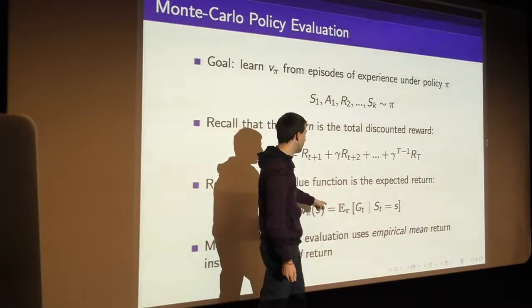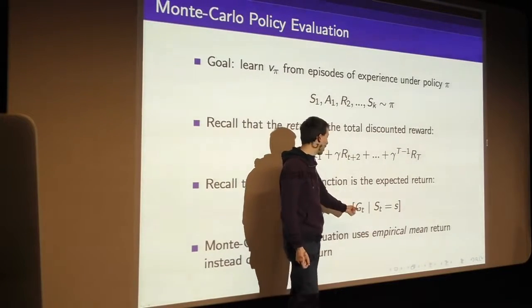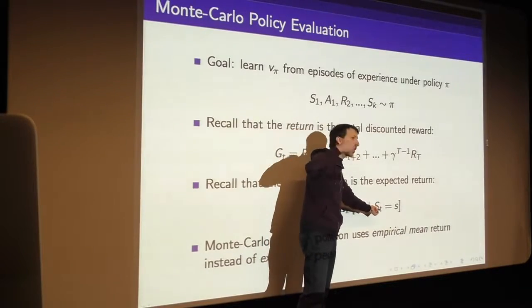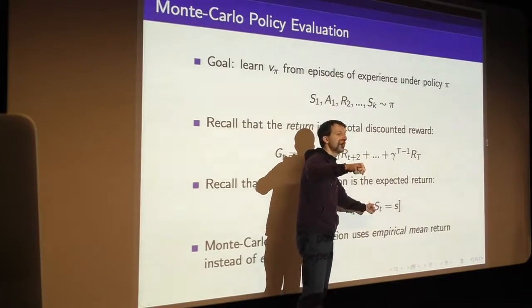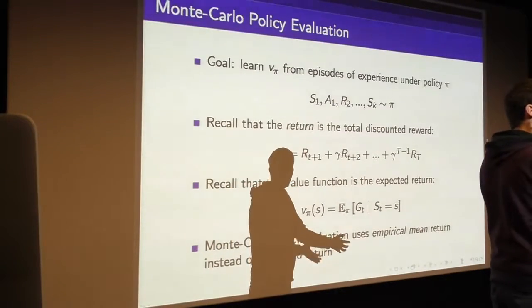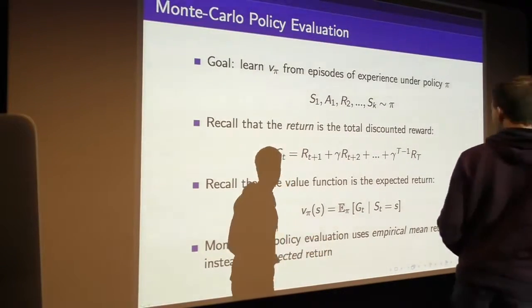So the value function is the expected return from time t onwards if we were to set our state to that particular point. If I was to set my state to here and look at the expected return from this point onwards, that's the definition of the value function.